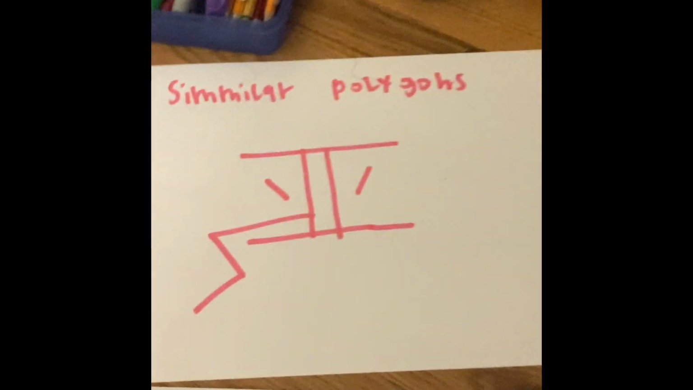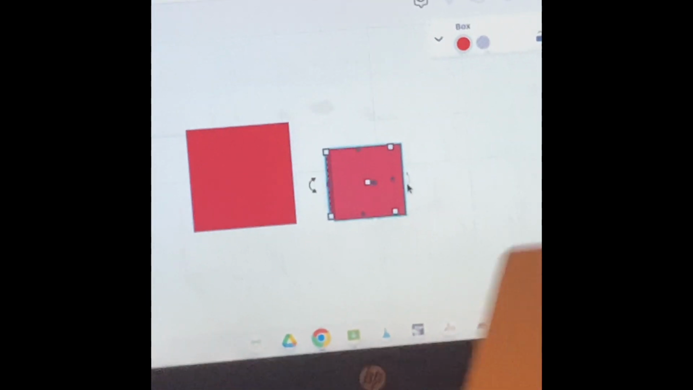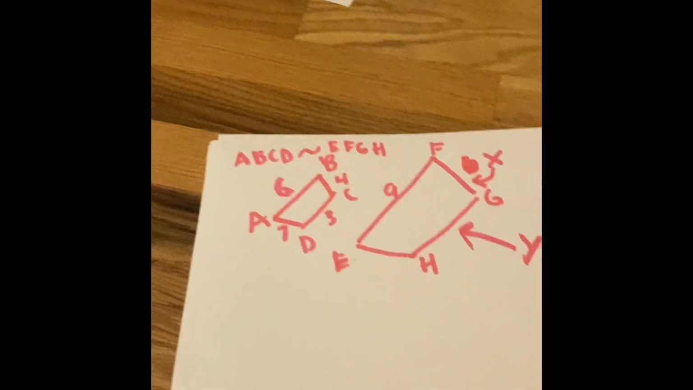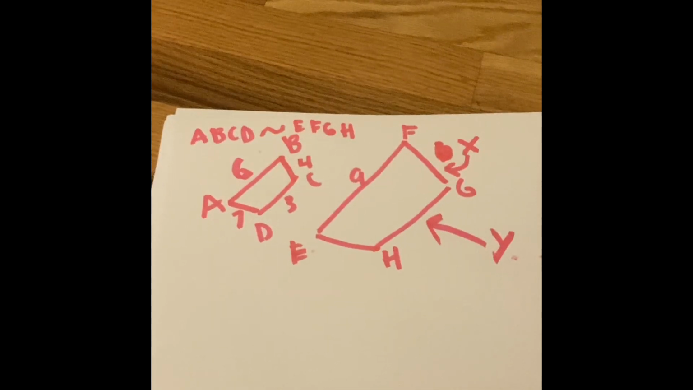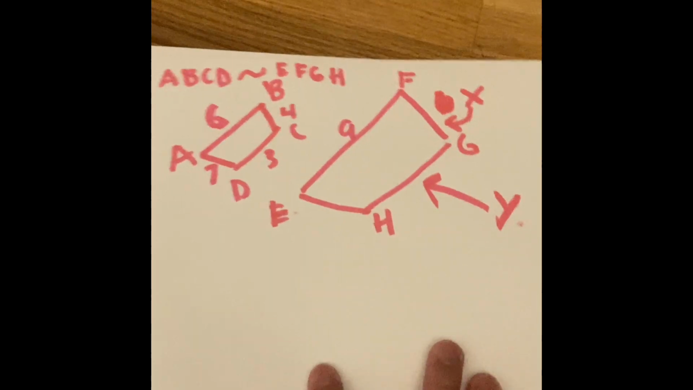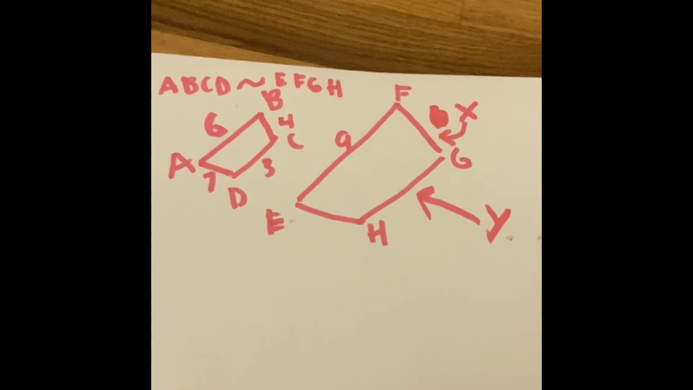How about we do a little challenge problem? We said earlier that not only do you prove or mathematically understand that these things are similar, but what about finding what x and y are? So here is another problem. Figure ABCD is going to be similar to EFGH. So if you look at the figure, these two are going to be scaled and proportioned.